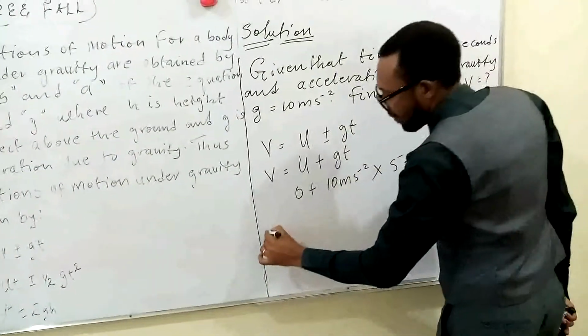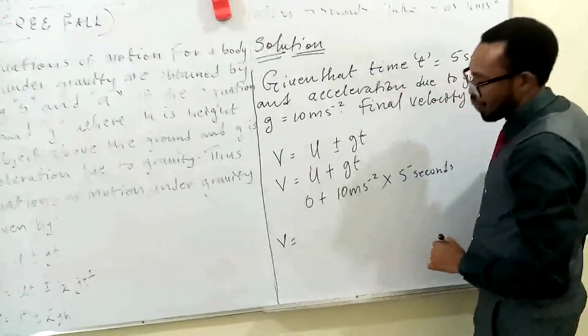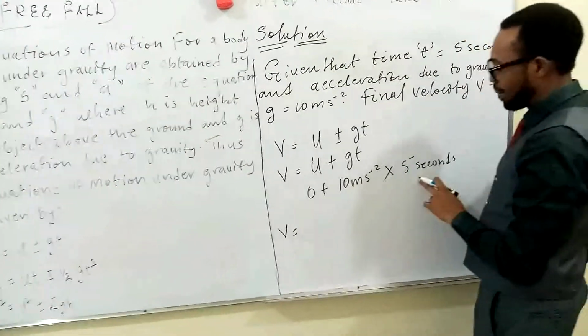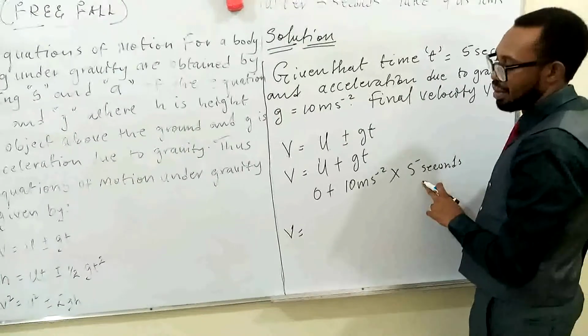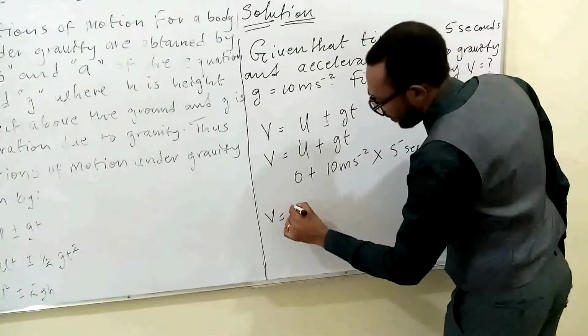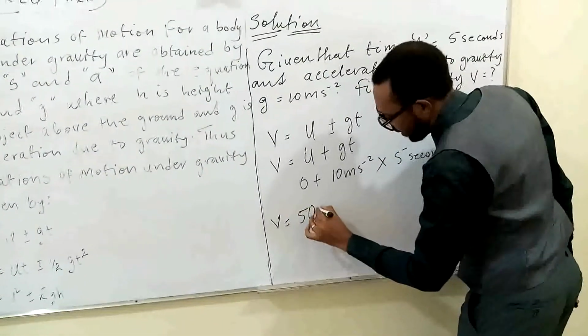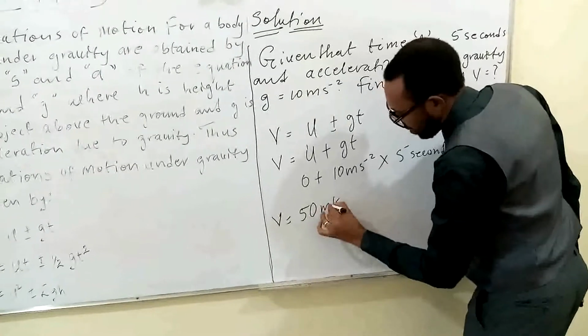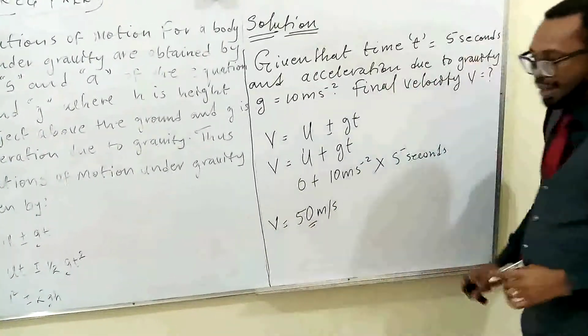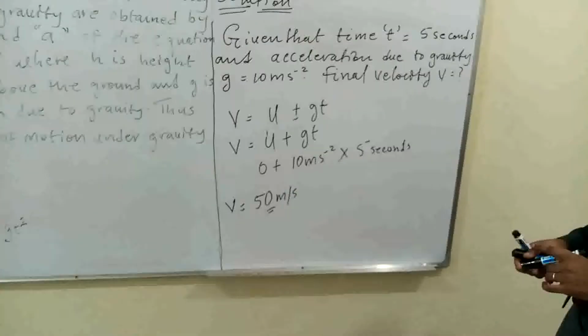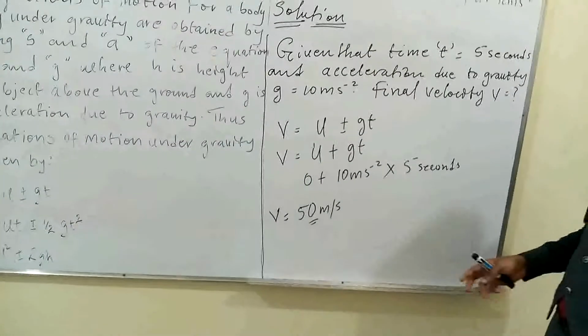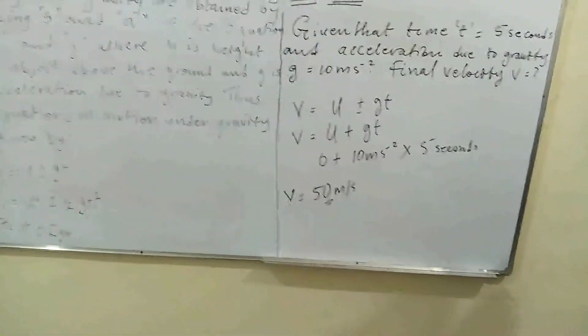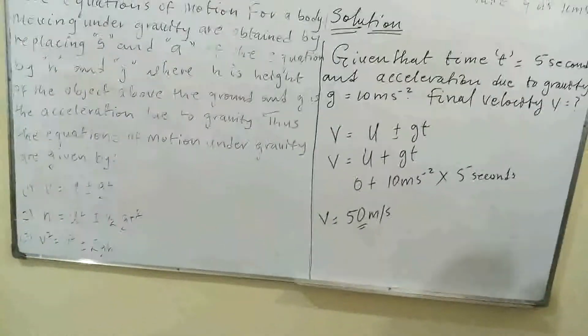At the end of the day, V is equal to 10 multiplied by 5. 10 multiplied by 5 is what? 50. That's 50 meters per second. Is that clear? Is that simple enough? This is simple, but let's see the second exercise now.